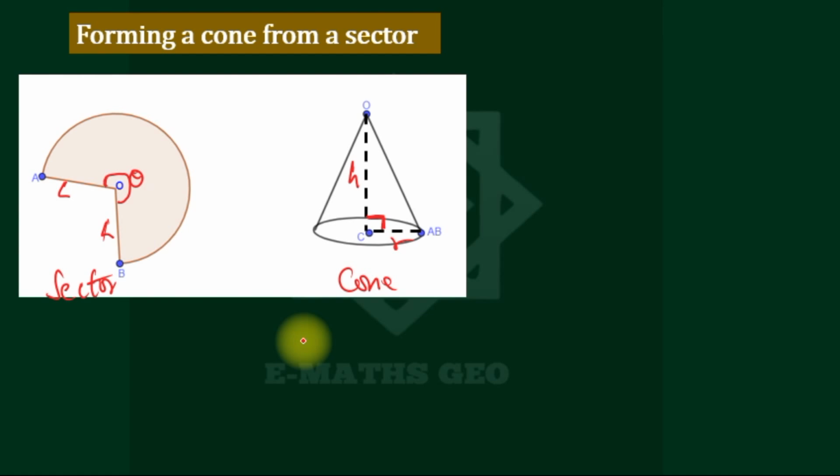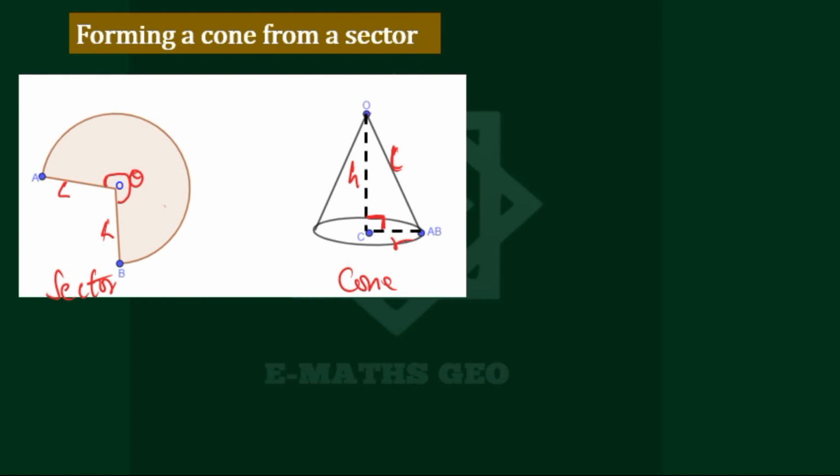So we see that OA, that's this length, is the radius of the sector. If we join this, the vertex of the center becomes the vertex of the cone. So that's what we have.